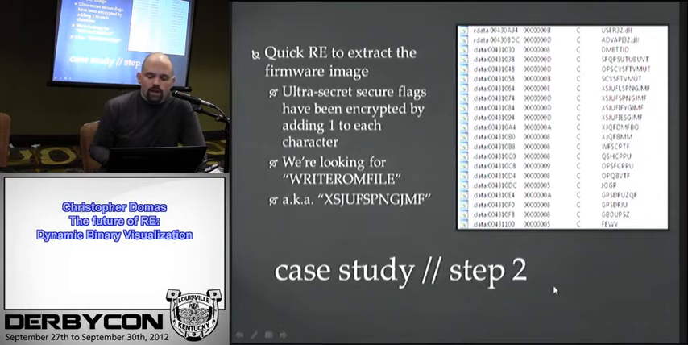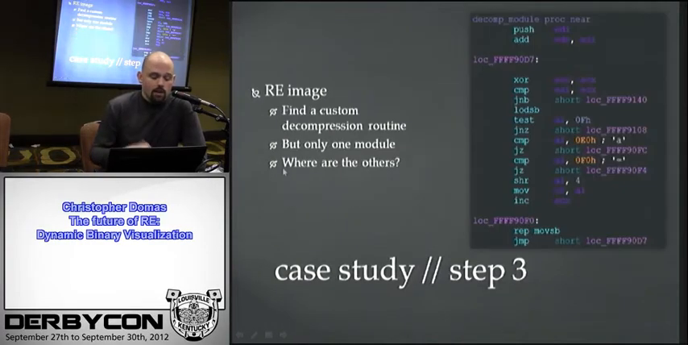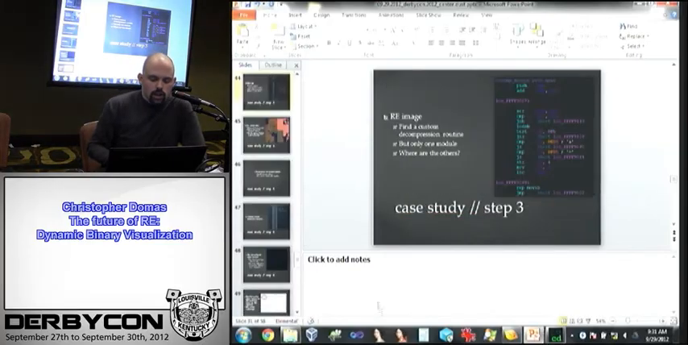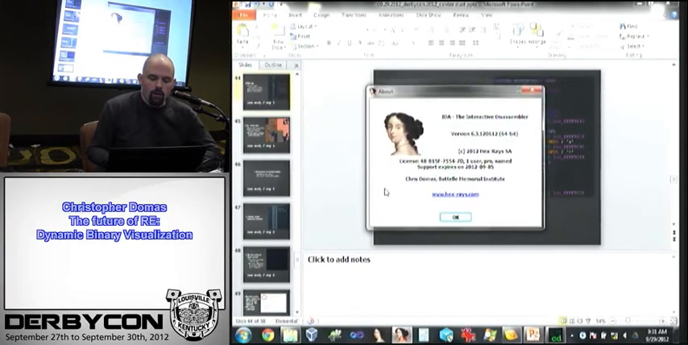You have to do some quick RE. They've tried to hide the flags from you so that you can't spit out the actual EFI image, but what you see is all they did is they added one to each ASCII character in the flags. So if you just subtract one from all these strings, you can figure out what the flags for this EXE are, and there's one called write ROM file. So when you give it the write ROM file flag, it'll spit out the EFI image that we want to analyze. So let's go ahead and pull this image up in IDA.